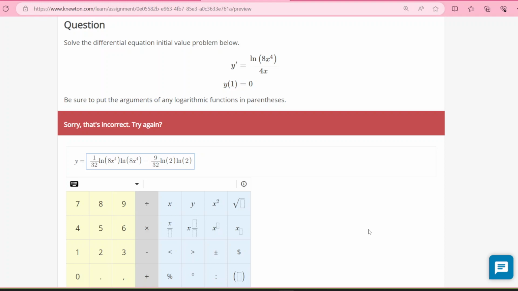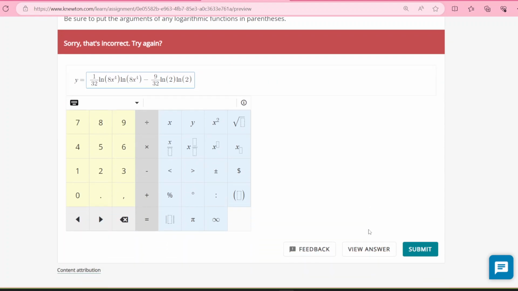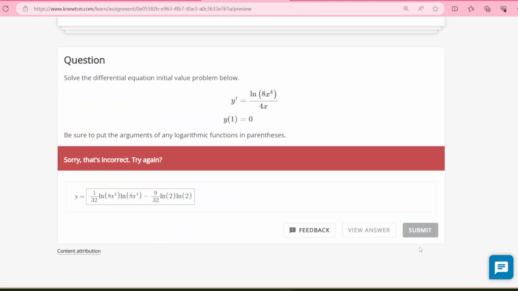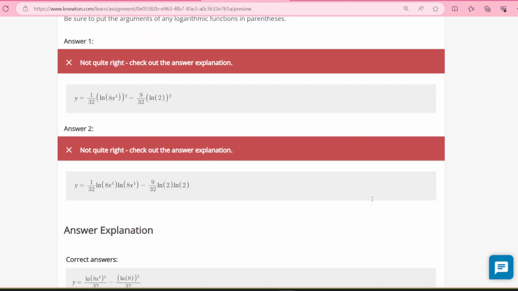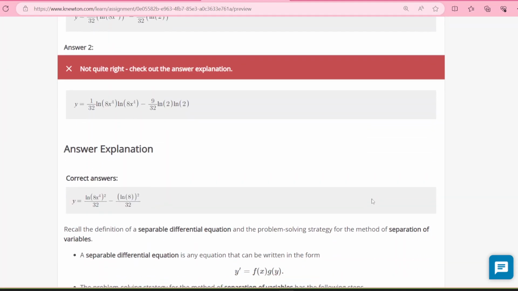Because, yeah, I'm not really seeing where I went wrong. I'm looking through my calculations and nothing seems incorrect. Not quite right. Okay, so you see it's the notation. Remember I said natural log of 8 was natural log of 2 cubed, pulled the 3 down, made that 9/32 times natural log of 2 squared. So it is the notation that I missed.